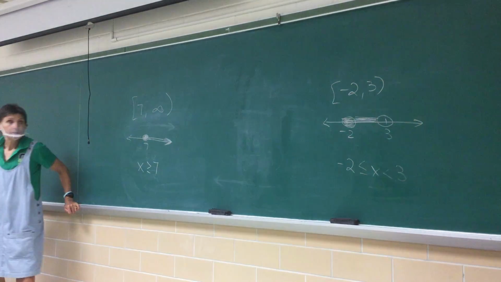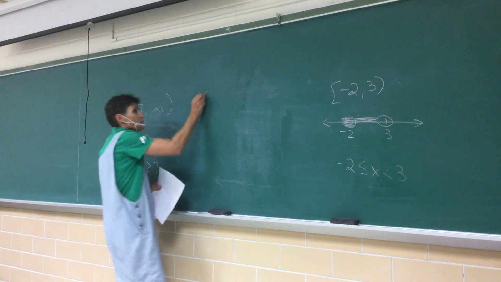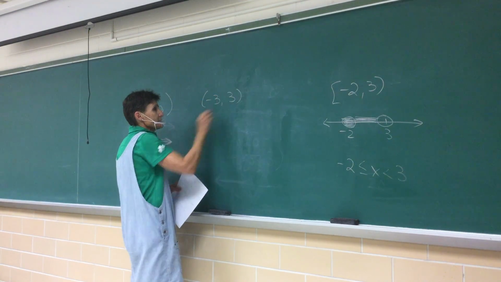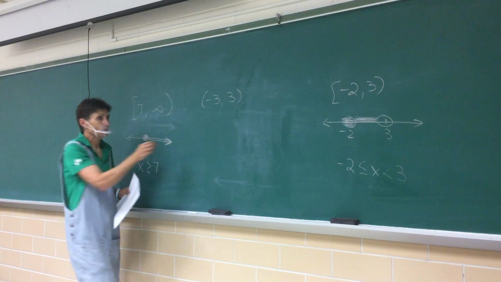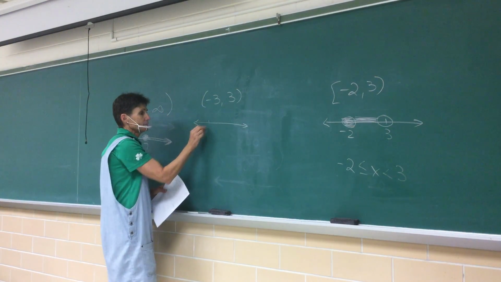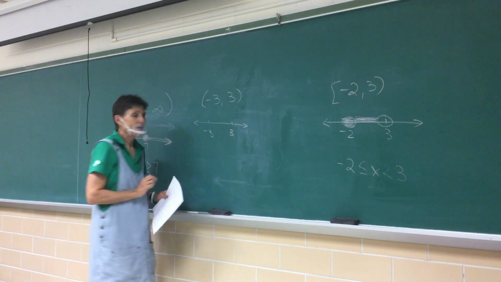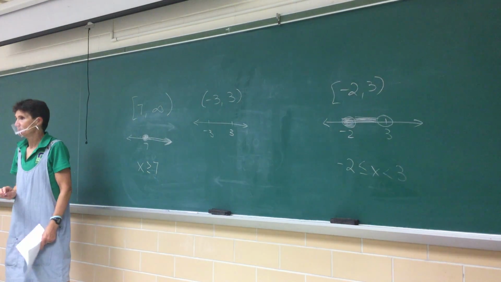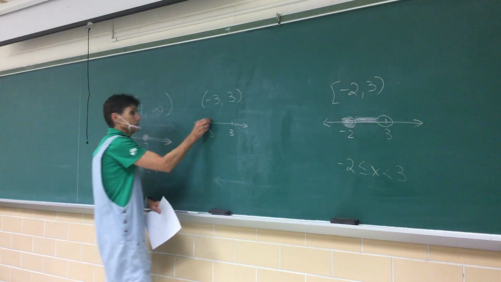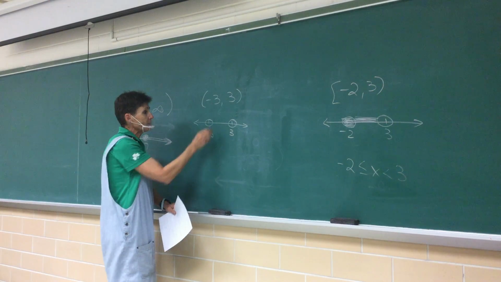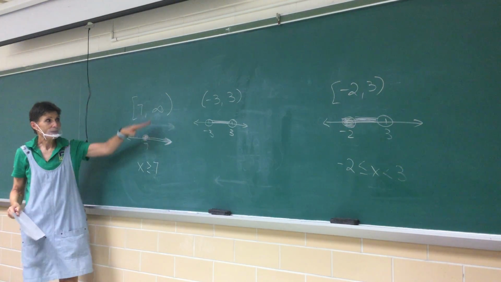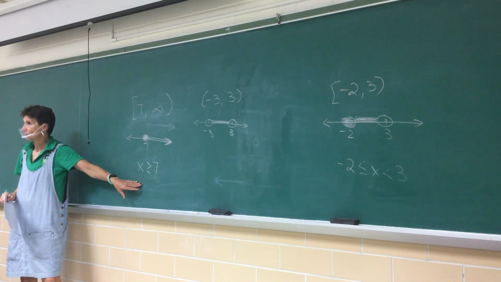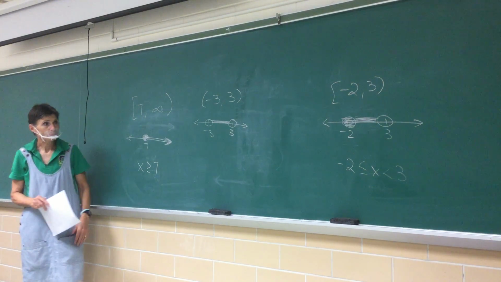One more. -3 to 3. Notice that they're both parentheses. That's not like an ordered pair. That's an interval. We're putting it on the number line. What about the dots at -3 and 3? Open. And since there's two numbers, I'm going in between them. It's not like this one where I had an infinity, right?